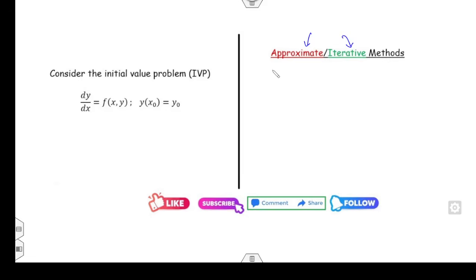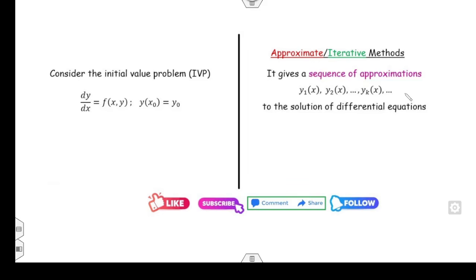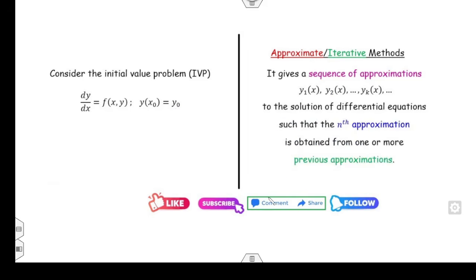We can find a sequence of approximations y1, y2, yn based on the value of y naught, such that we can find the value of y3 with the help of y2 or y1. We can find the value of y4 from y3 or y2 or y1, and so on. That means we can find the nth approximation with the help of the previous approximations.